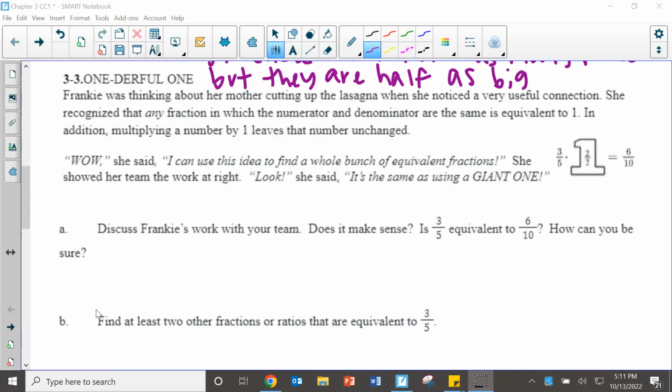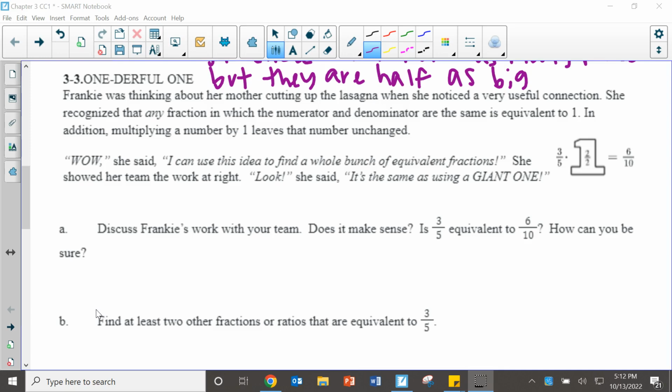So this idea of a giant 1 is going to be really important and really what's going to stick with you in 7th and 8th grade. So let's look at the bottom of 311's notes. It says, Frankie was thinking about her mother cutting up lasagna when she noticed a very useful connection. She recognized that any fraction in which the numerator and the denominator are the same is equivalent to 1. In addition, multiplying a number by 1 leaves that number unchanged.